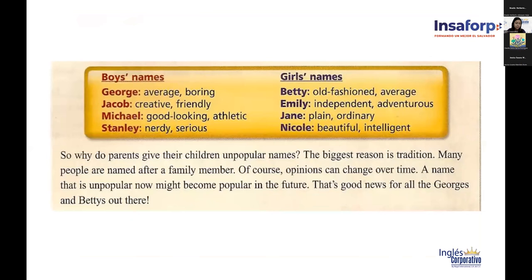So why do parents give the children unpopular names? The biggest reason is tradition. Many people are named after a family member. Of course, opinions can change over time. A name that is unpopular now might become popular in the future. That's good news for all the George and Betty's out there.